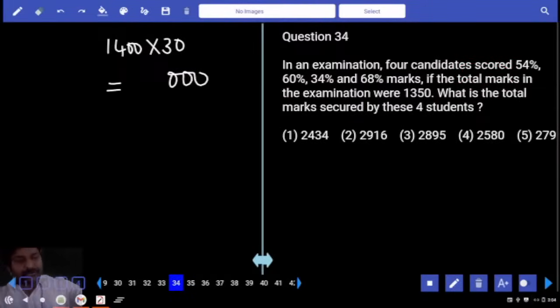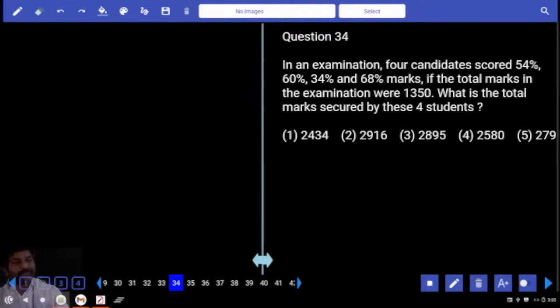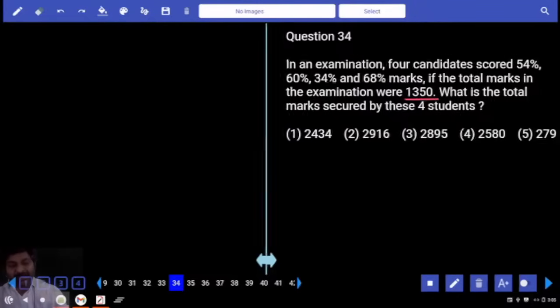In an examination, 4 candidates scored 54, 60, 34, 68% marks. If the total marks in the examination were 1350, what is the total marks secured by these 4 students? Okay. First of all, total number of marks in each exam is 1350. Did you observe something? 9 multiple. So whatever the percentage, it should be 9 multiple. Answer also should be 9 multiple.